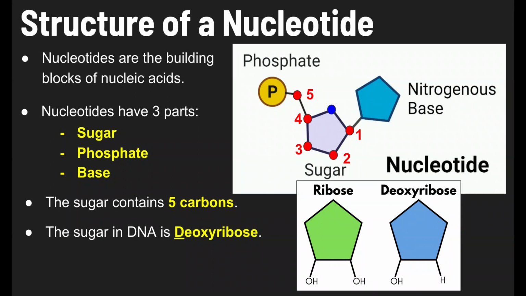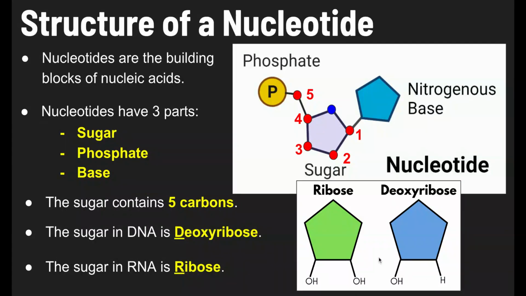Now, the sugar in DNA is called deoxyribose, and the sugar in RNA is called ribose. So DNA and RNA have different sugars in them. And you can actually see why DNA has its name. If you compare deoxyribose and ribose, you'll notice that deoxyribose is missing an oxygen, and that's where the deoxy part of the name comes from. It's lacking an oxygen.